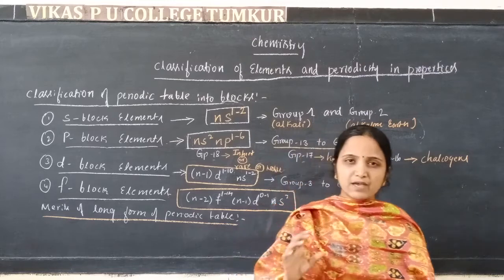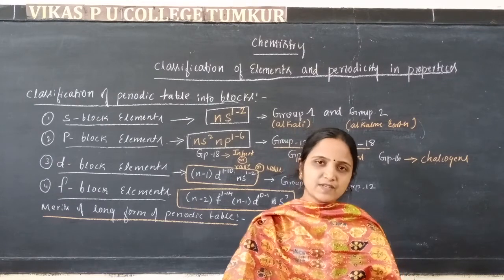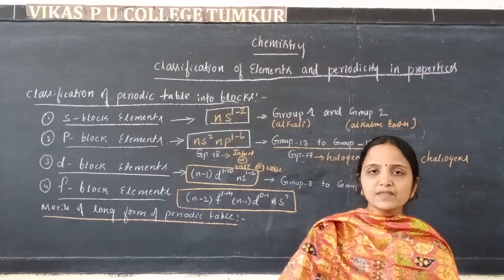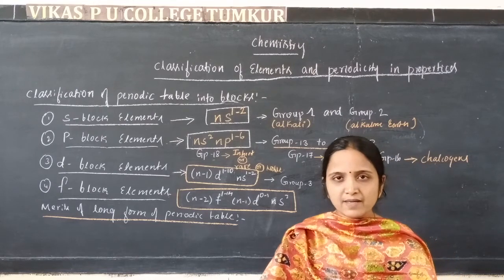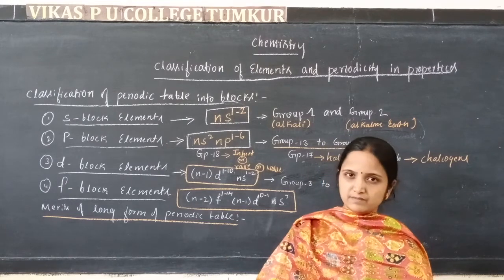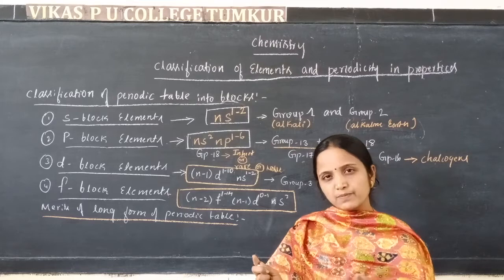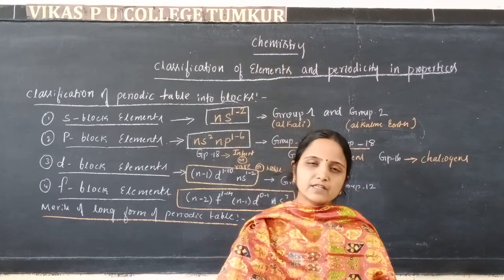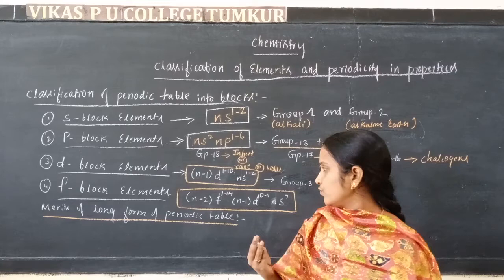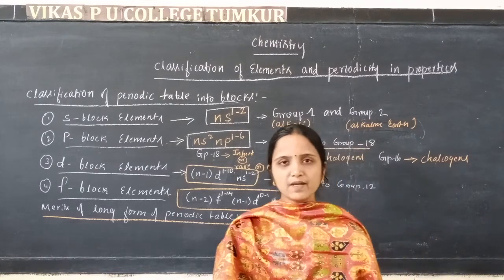First, we can easily remember the position of any element. Second, it is also easy to predict the properties of the elements. Since it is based on atomic number and electronic configuration, it is easy to find the period number and the group number using the periodic table. The noble gases are placed at the extreme right, indicating the completion of the s and p block elements, and the periodic table is divided into four blocks: s, p, d and f. This is about the merits of the long form of the periodic table.